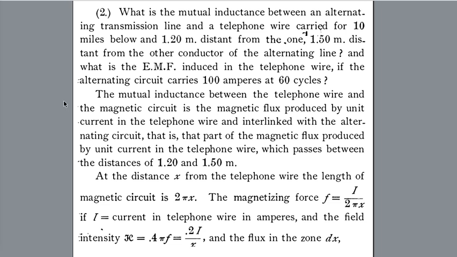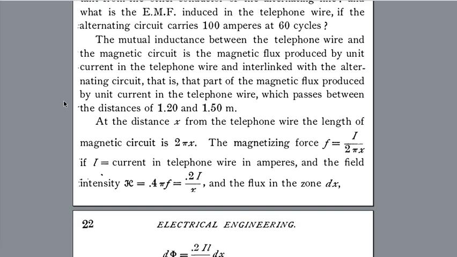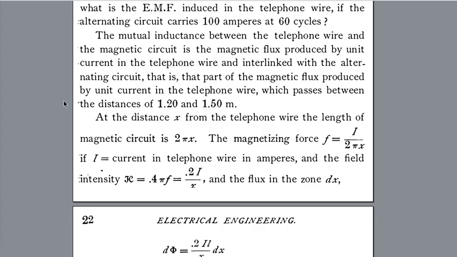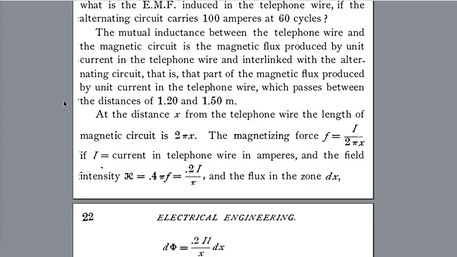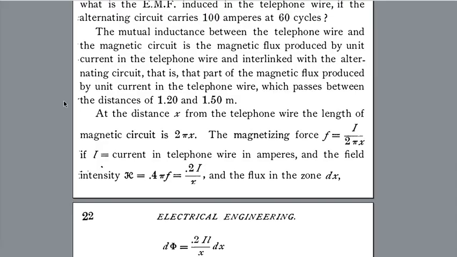The mutual inductance between the telephone wire and the alternating line is the magnetic flux produced by unit current in the telephone wire and interlinked with the alternating circuit. This includes the part of the magnetic flux produced by unit current in the telephone wire that passes between the distances of 1.20 meters and 1.50 meters.